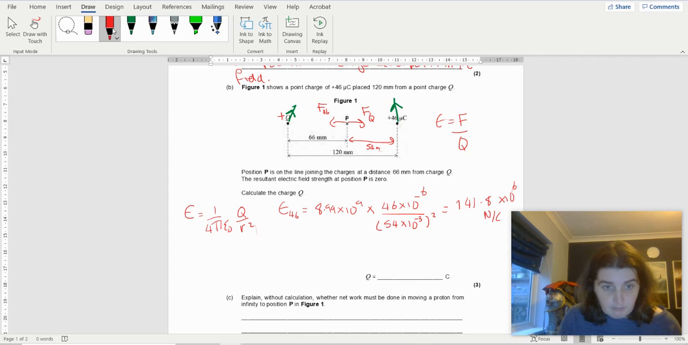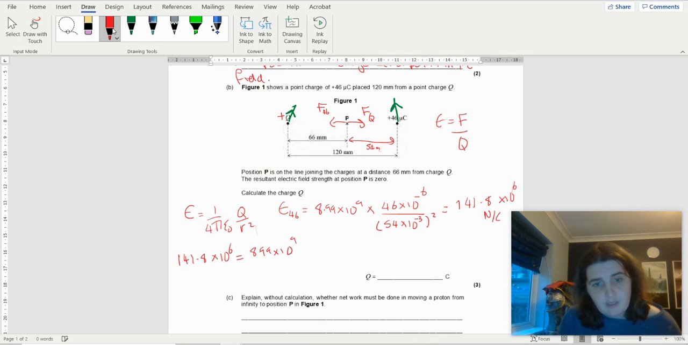I'm going to use the same formula. So I've got 141.8 times 10 to the 6 equals 1 over 4 pi epsilon naught, so 8.99 times 10 to the 9, times by Q over 66 times 10 to the minus 3 squared. So manipulating that, divided by 8.99 times 10 to the 9 is that, and then multiplying that by 66 times 10 to the minus 3 squared. And I get an answer, oh, no, that's not right.